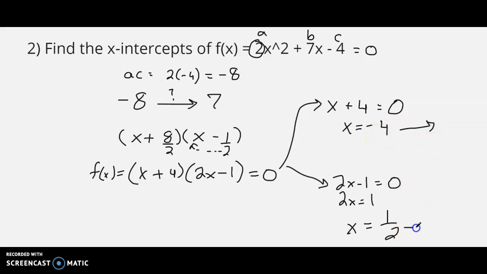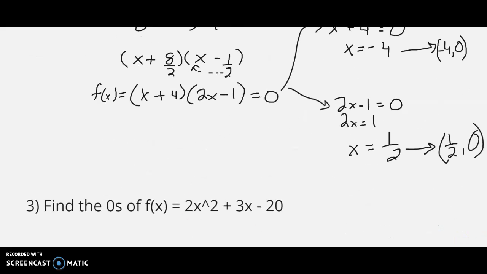Now if we were to put these as coordinate points, as x-intercepts technically are, the coordinates would be negative 4, comma 0, and 1/2, comma 0. Let's look at one more here.